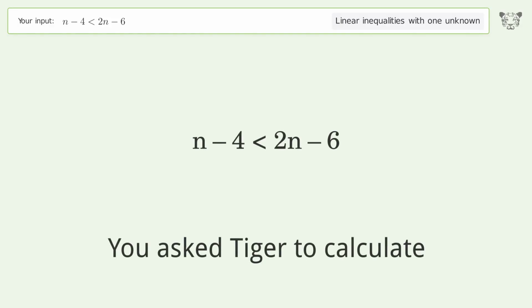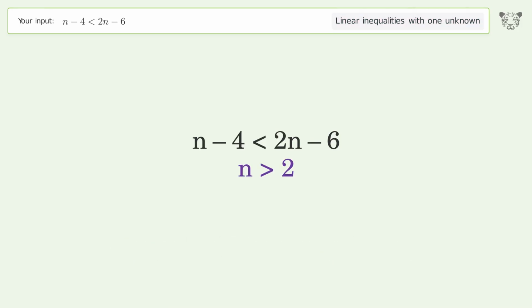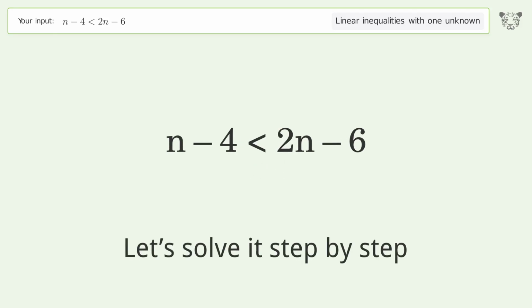You ask Tiger to calculate. This deals with linear inequalities with one unknown. The final result is n greater than 2. Let's solve it step by step.